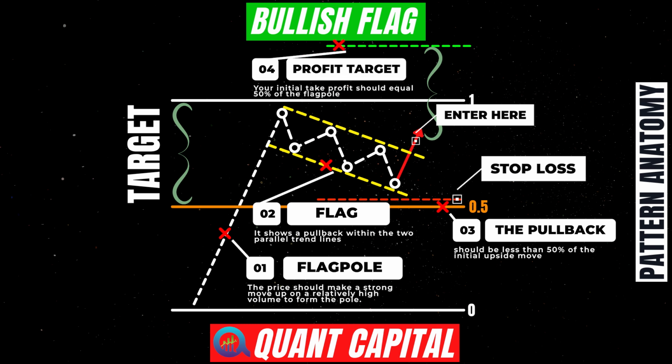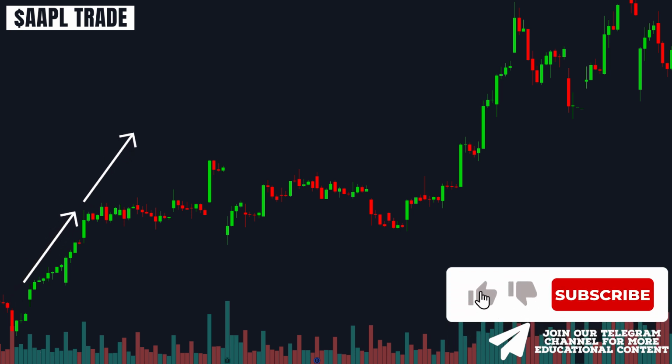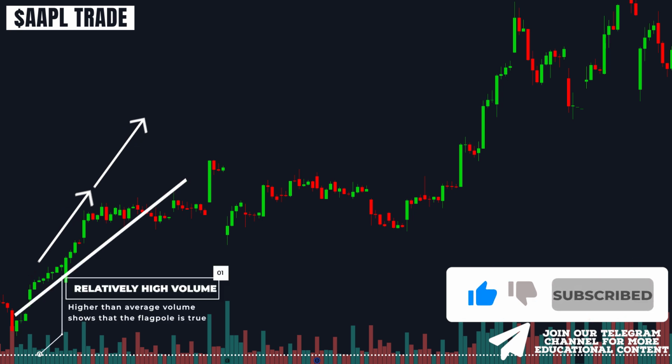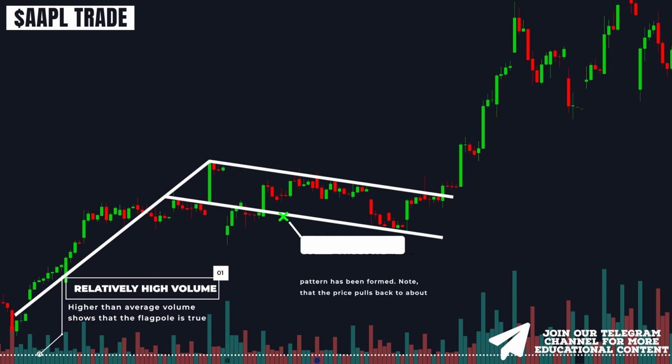Let's take a look at the market example. Here's Apple. As you can see, we have an initial drastic move up backed by higher than average volume so that our flagpole is confirmed. The price then begins to consolidate, allowing us to draw two trend lines. Note that the price pulls back to about the 38% fib level. So, our second step is done as well.